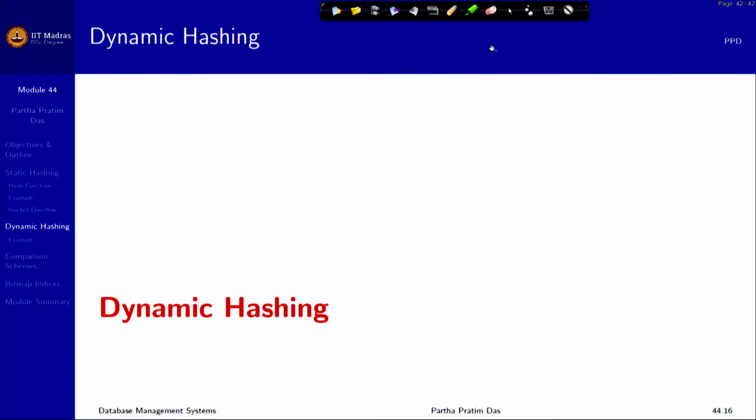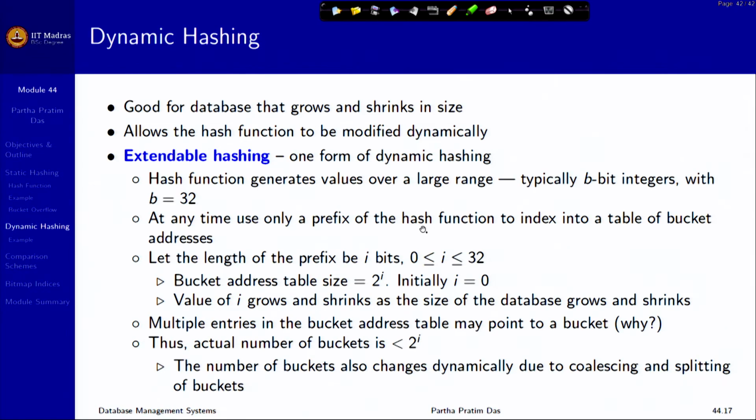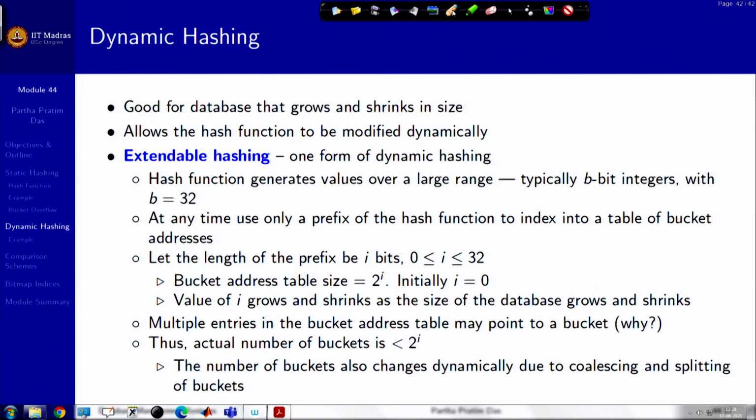So, we move on to dynamic hashing, also called extendable hashing. In extendable hashing, the hash function is not changed, you cannot do that. It generates a value over a large range. That is, as if you are thinking that there is a virtual space of buckets. Right.